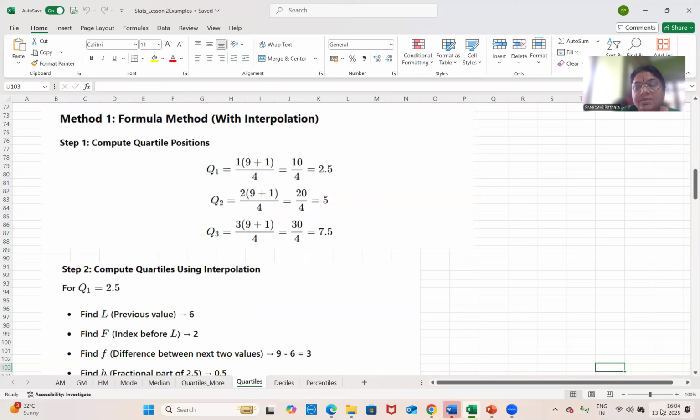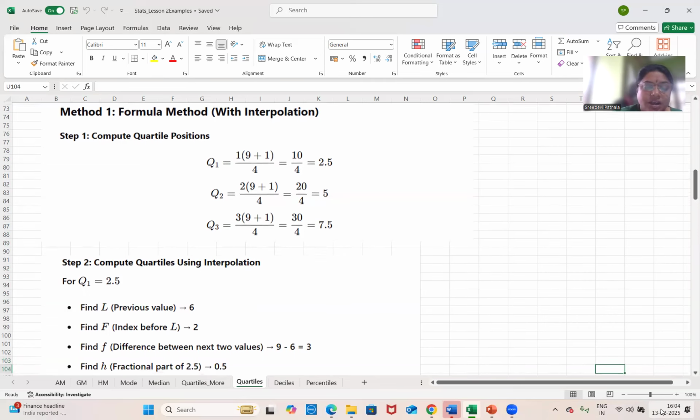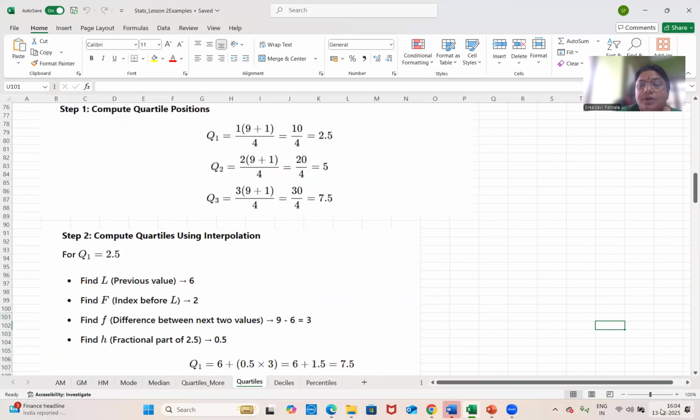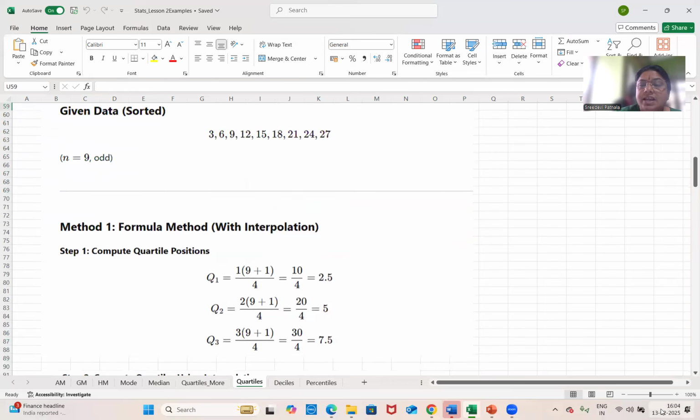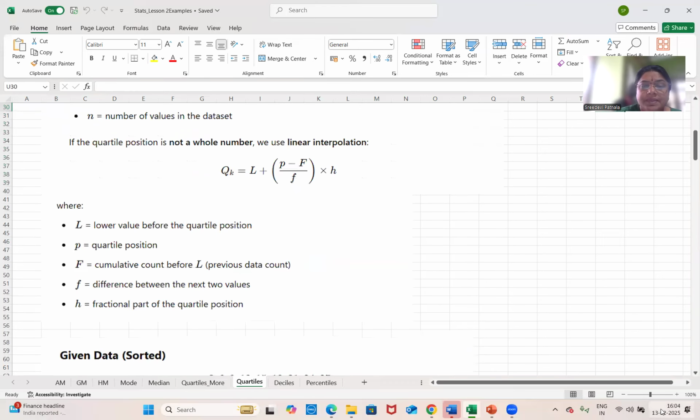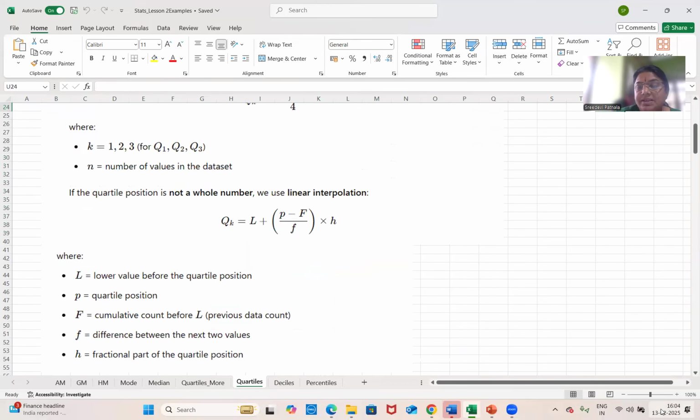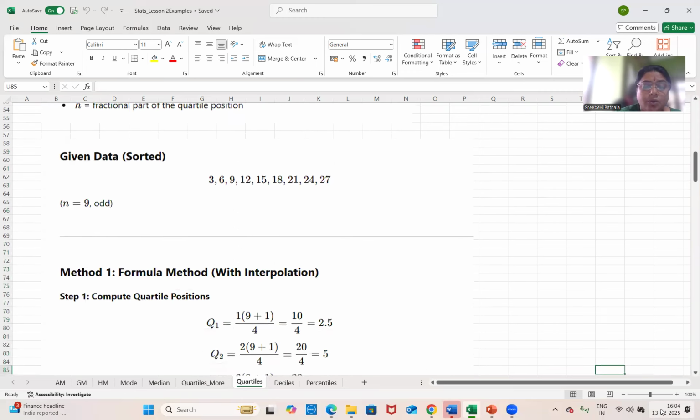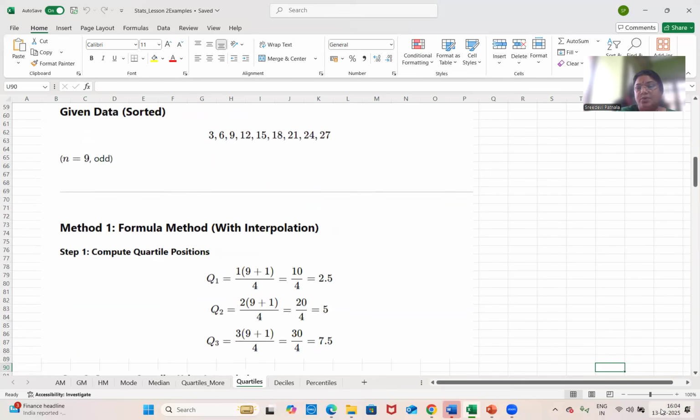Whenever you have any decimal value, you have to calculate the interpolation. How do you calculate it? The formula for interpolation is L plus (P minus F) by small f into H. So we know this formula, but how do you define its terms? This is an important thing.